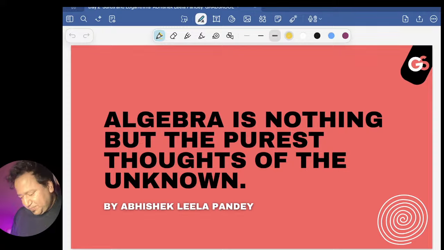So what do you see here? Algebra is nothing but the purest thoughts of the unknown. Sequences and series is something which I love a lot. Being a practicing mathematician, I just love sequences and series. That love would probably be reflected in the way I teach. But today, our main focus would be on solving the questions which are very much relevant and expected in this year's CAT. So let's start that.